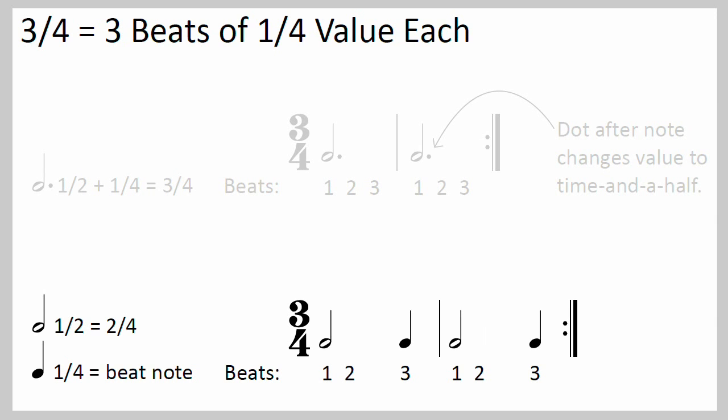In this rhythm, both measures have a half note followed by a quarter note. In 3/4 time, the half note gets 2 beats, since 1/2 is equal to 2/4, and the quarter note is the beat note, meaning it gets 1 beat. So the rhythm sounds like this. 1, 2, 3, 1, 2, 3.